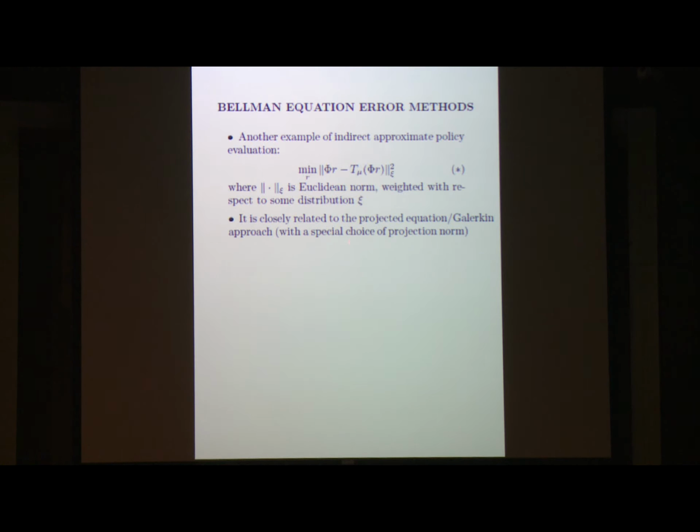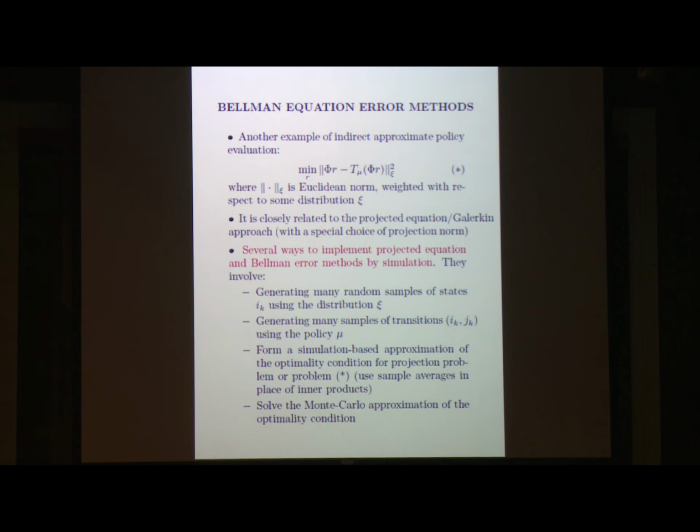Now, this Bellman equation method is actually a Galerkin method. It's just that it uses a different projection norm than the standard Euclidean norm. There's a weighted norm of a different kind that makes this a Galerkin method. So everything that you can say about Galerkin methods, you can also say about Bellman equation error methods. And that's an interesting thing.